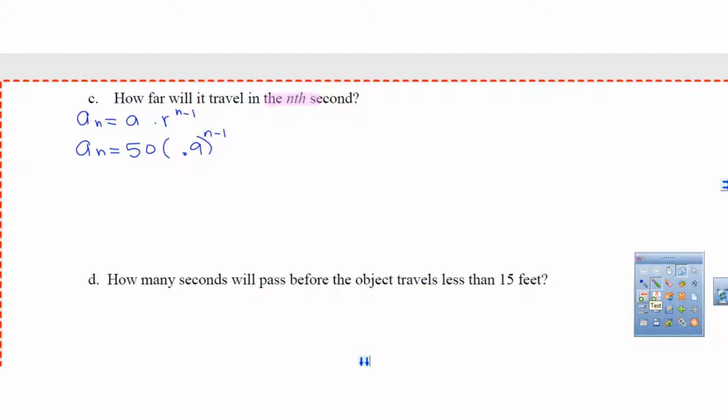Okay? Okay. Yes. So when it tells you how far it will go in the nth second, you're basically just writing the formula that you would use, right? You're exactly right, Morgan. Very good. Okay, question D.